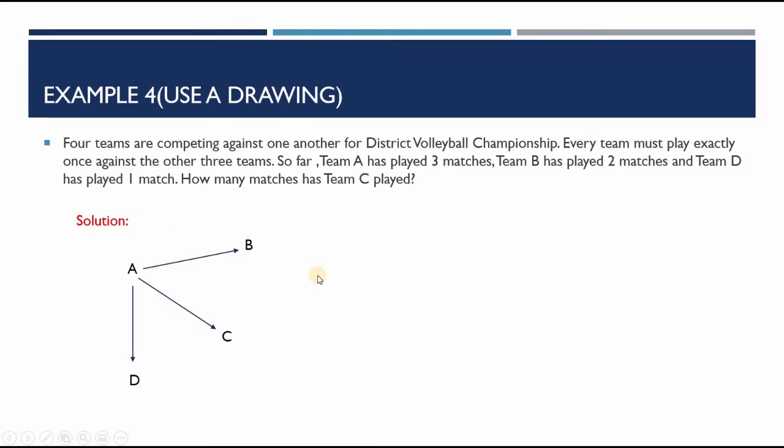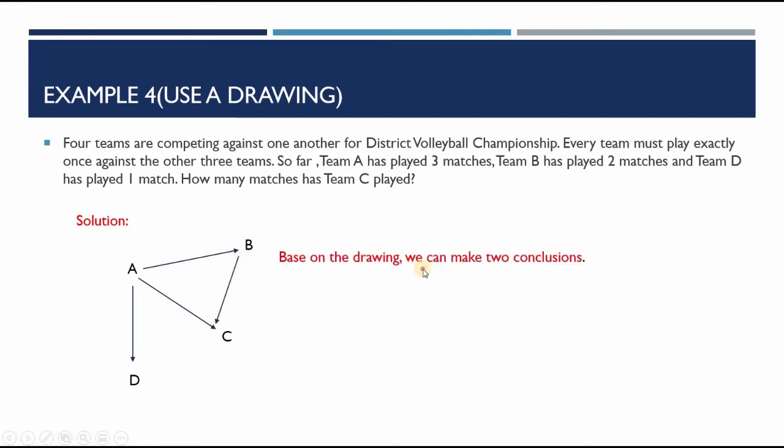So what other conditions do we have? Team B has played 2 matches. So one of these matches was with A, right? If B only played 2 matches and Team D has played only 1 match, then besides playing against Team A, Team B could have only played against Team C, because Team D only played 1 match, and that 1 match was against Team A. Therefore, Team C has played 2 matches, against Team A and Team B.